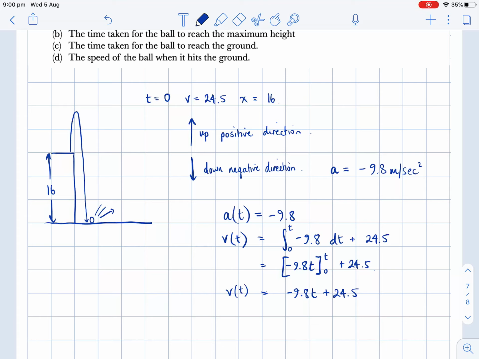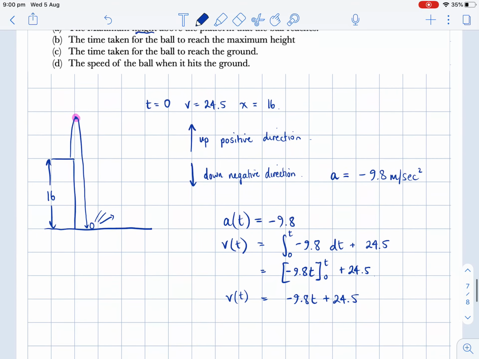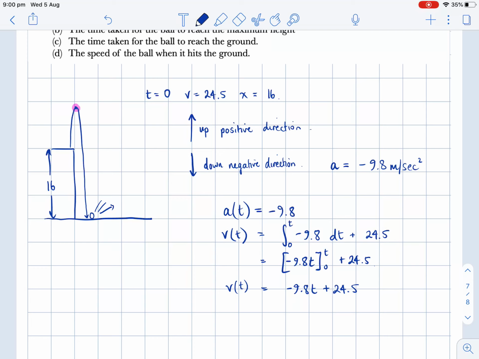Now I wanted to find out the maximum height. So at this point up here, at the maximum, my velocity is not going up, it's not going down. My velocity is instantaneously equal to 0. So to find the time when I get a maximum height, I can solve this expression.